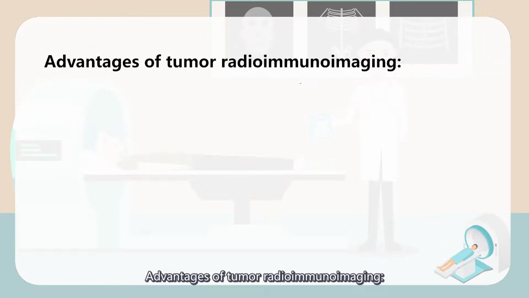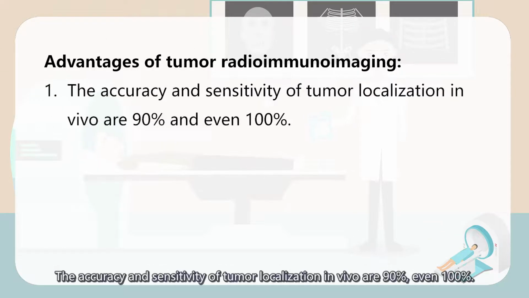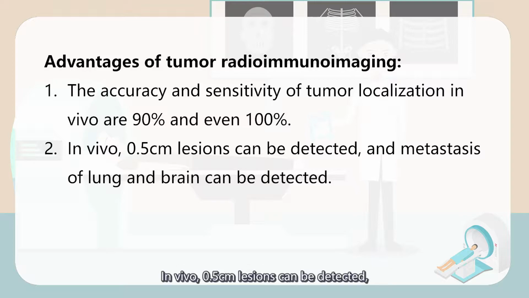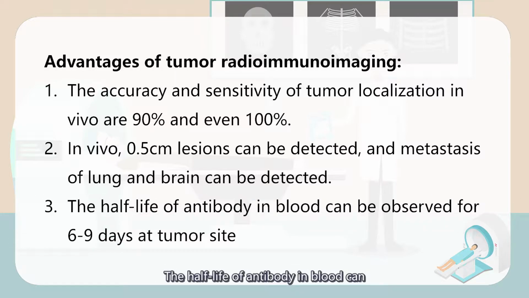Advantages of tumor radioimmunoimaging. First, the accuracy and sensitivity of tumor localization in vivo are 90% and even 100%. Second, in vivo, 0.5 centimeter lesions can be detected, and the metastasis of lung and brain can be detected. The half-life of antibody in blood can be observed for 6 to 9 days after tumor size.